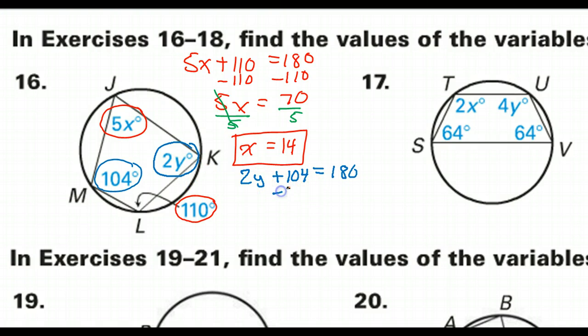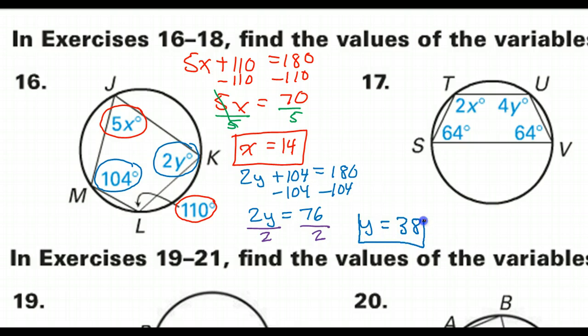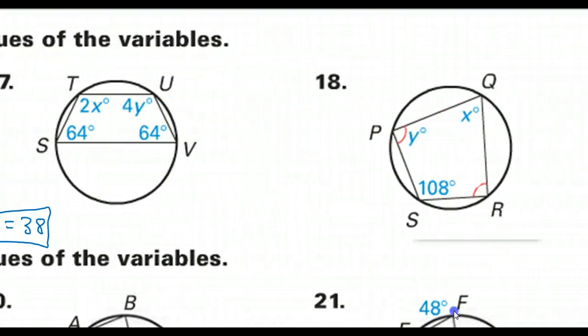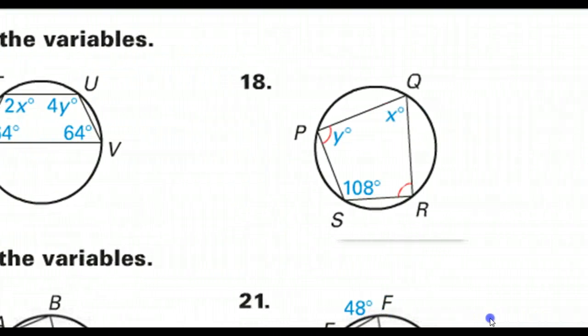Okay, so minus 104 from both sides. So that means 2y should equal 76. Divide by 2 on both sides, and you get y equals 38. All right, so that is how you do problems like this one. Number 18, I'm sure, is going to be the same thing.